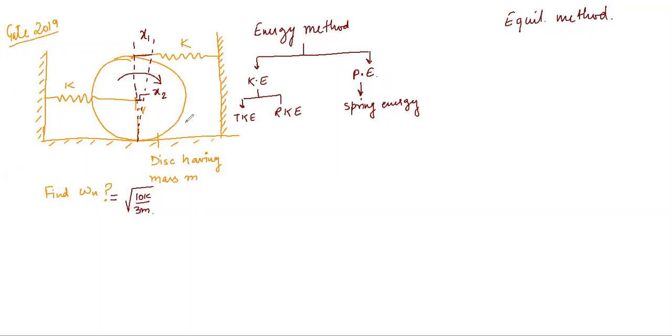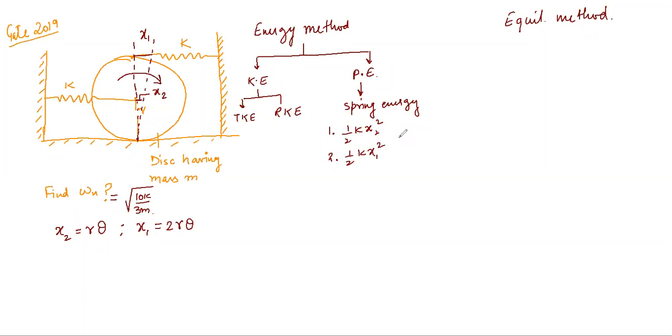To understand how we find the value of x2, x2 can be written as r theta, right? Likewise, the displacement x1 can be written as twice r theta, because this is the diameter from this point to this point. Is it clear? So we have two potential energies: one is half k x2 square, the second is half k x1 square.